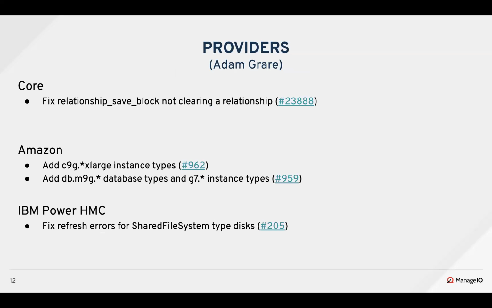For core of the sprint, we fixed a relationship save block not clearing a relationship on a related resource. So, for example, in Power HMC, if a VM moves from a shared processor pool to a dedicated one, the relationship to the resource pool is cleared. This is the first time we'd had that case, and the relationship save block wasn't handling that, so we got that fixed up. A couple of added instance types and database types on Amazon.